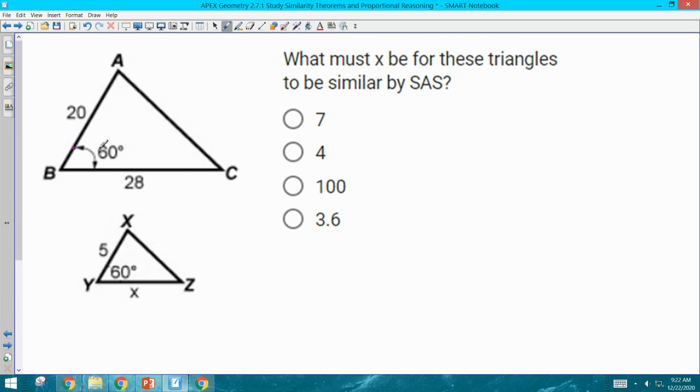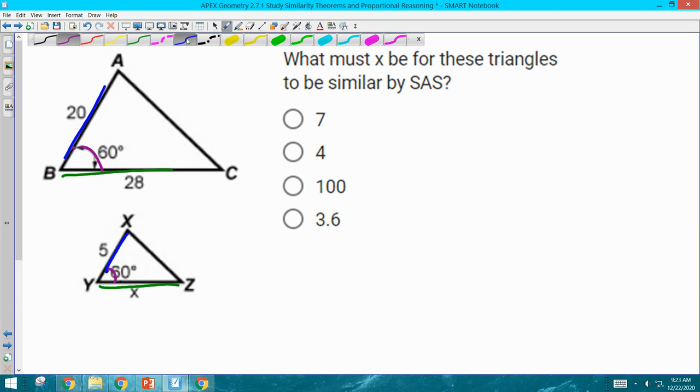What must x be for these two triangles to be similar by SAS? So SAS is basically one set of angles, we have those two angles there, and we have two sets of sides here. This looks like the smallest side, and this looks like a bigger side. So we'll stick with that as we set up our proportion here.